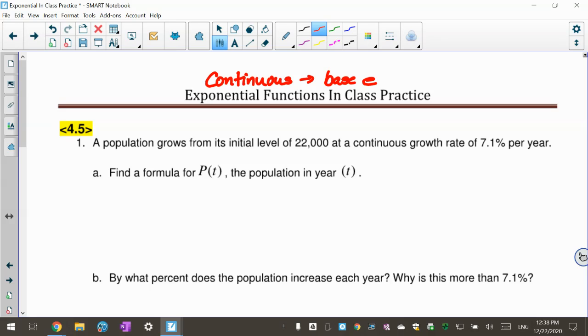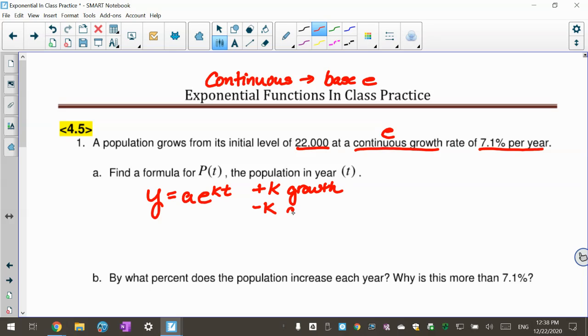So the first one says a population grows from its initial level of 22,000 at a continuous growth rate, so I know it's base e, at 7.1% per year. Find the formula. The first thing I want you to remember is if it says continuous, the formula is y equals A e to the kt. And the other thing that's cool about this formula is that if it's growth, it's a positive k, and it's a negative k if it's decay. You don't have to worry about the 1 plus the rate or the 1 minus the rate. You just have to make sure it's positive or negative. Because this is growing, it's going up.